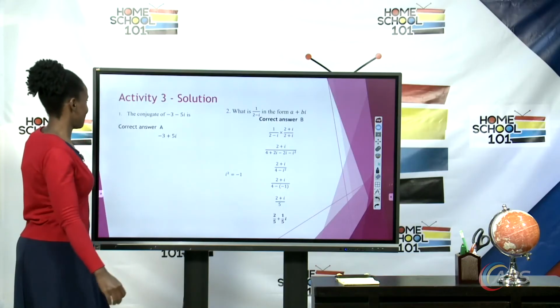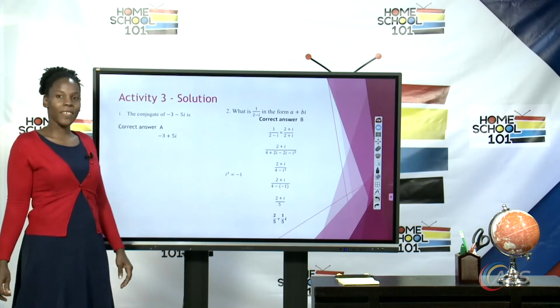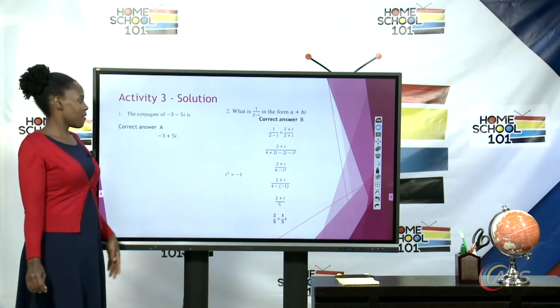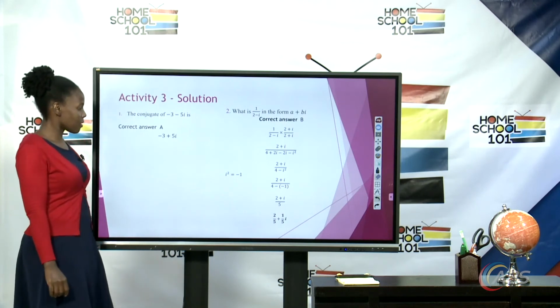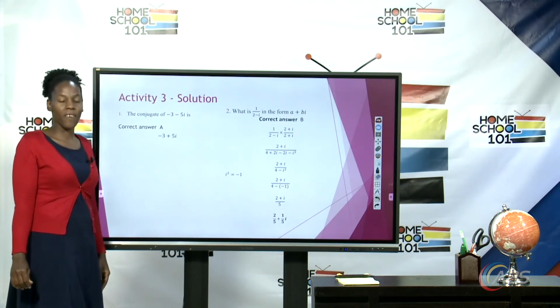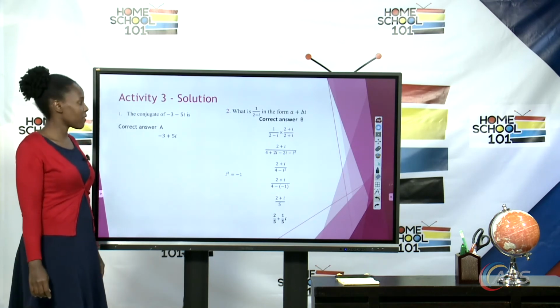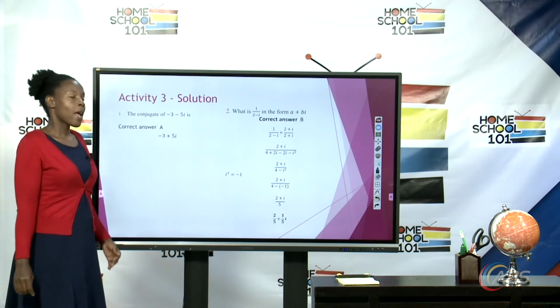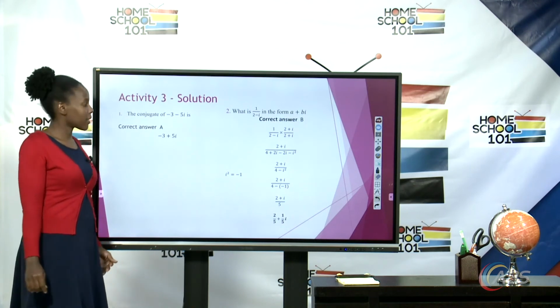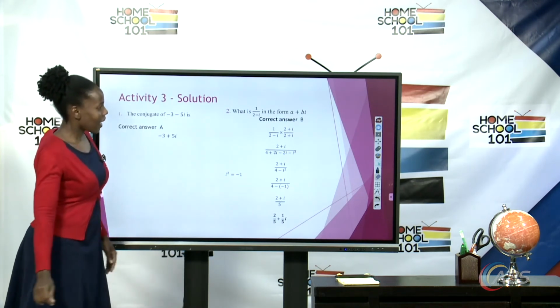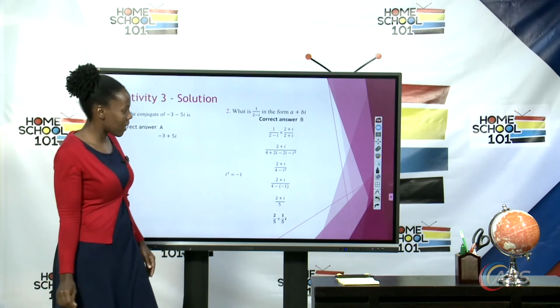Welcome back. All right, so hopefully you would have completed both questions. So again, for the first question, the correct answer is negative 3 plus 5i. As indicated, we have the complex number negative 3 minus 5i. As we stated, the conjugate is similar, so the numbers negative 3 and 5i would be the same.